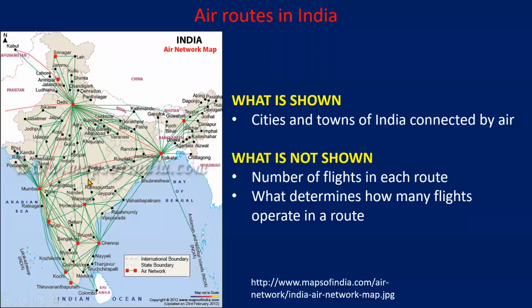In particular, this map does not show how many flights there are on a particular route. So when one has to take a flight from, let's say, Mumbai to Delhi, does one have to travel to, let's say, Nagpur, and then from Nagpur to Delhi? Who decides this? Or can one travel directly from Mumbai to Delhi? So what are the different needs for having different routes?